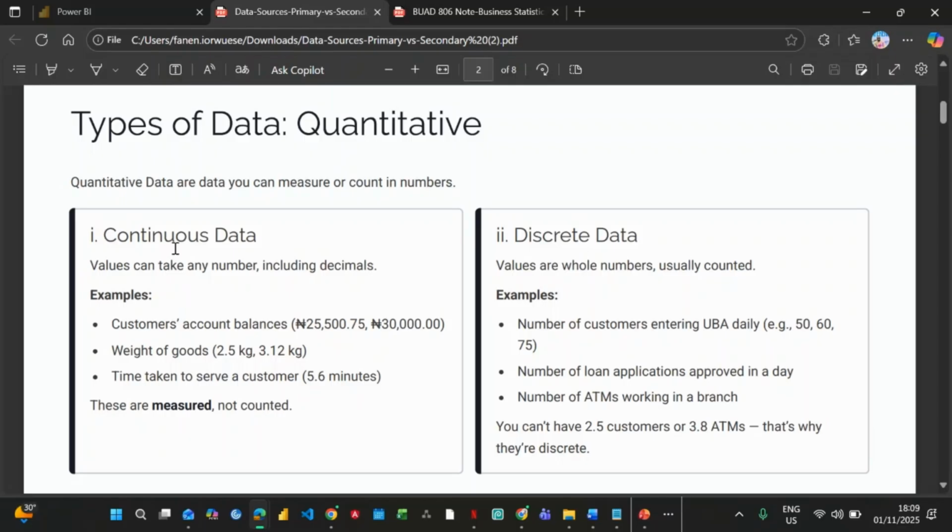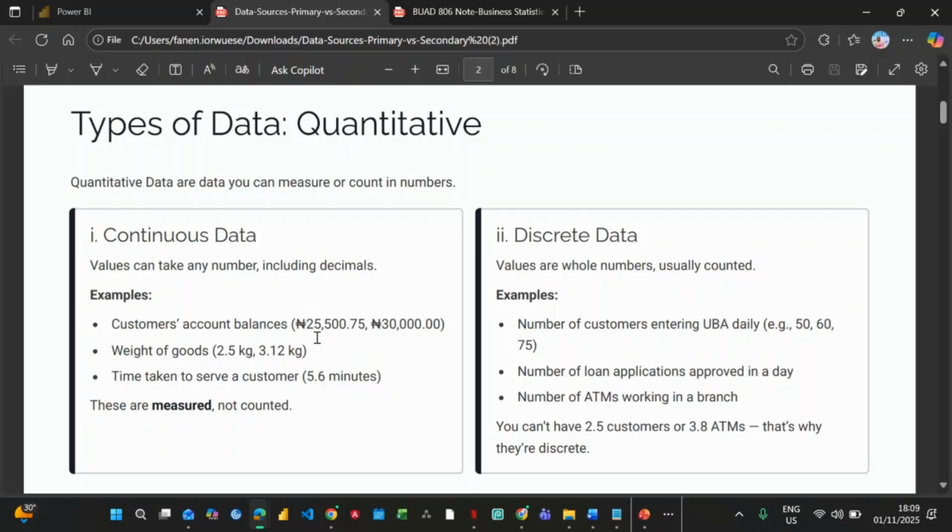When we're talking about continuous data, we're talking about values that can take any number, including decimal points. For example, a customer's account balance. So this is continuous data, right? We also have the weight of goods, and the time taken to serve a customer, 5.6 minutes. These are all measured, not counted. This is measured in naira, this in kg, this in minutes. They have a unit of measurement.